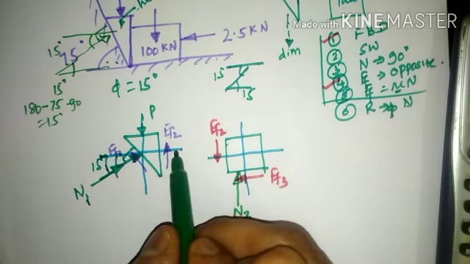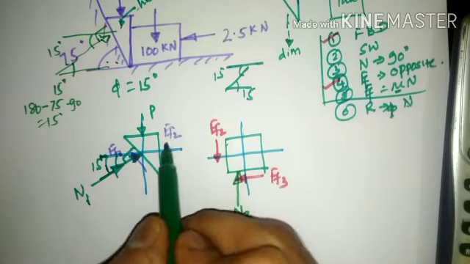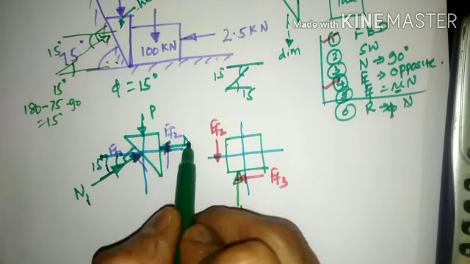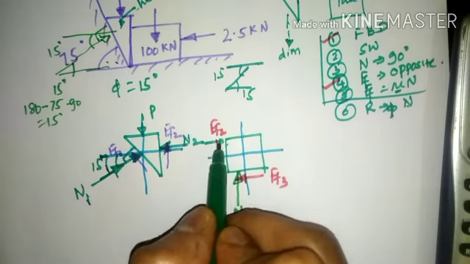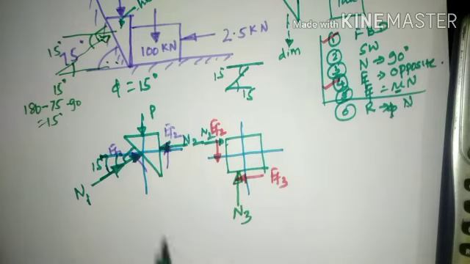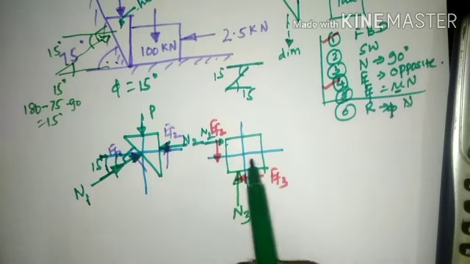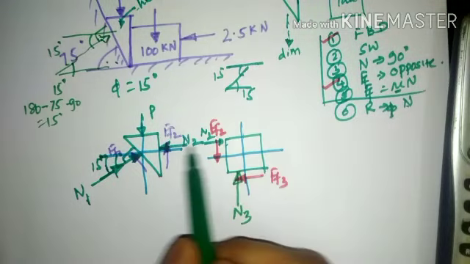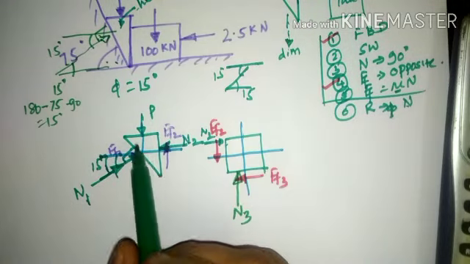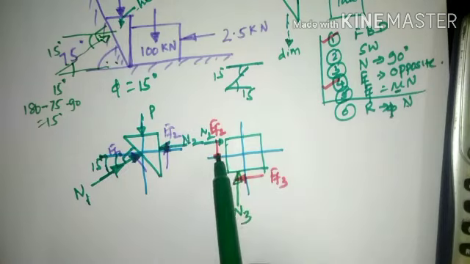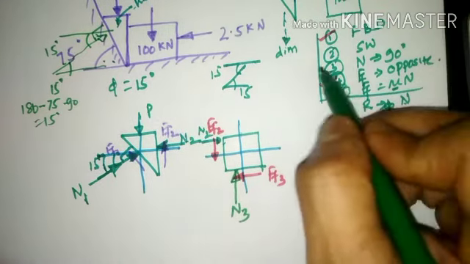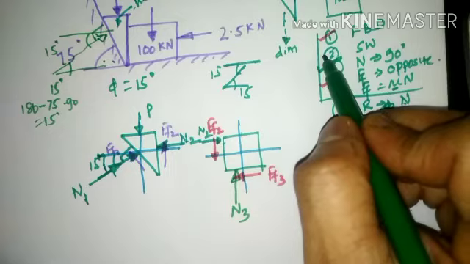Now moving on to the direction of N2. As it is a vertical surface, the reaction will be horizontal here. This will be N2, and the reaction N2 will be formed at this particular location. Because this block is subjected to a force of 2.5 kilonewtons towards the right hand side, N2 will be pushed towards the right hand side, whereas P will try to push the 100 kilonewton block again towards the right hand side. This will be the direction of the forces. Now we have shown the normal reaction force components.